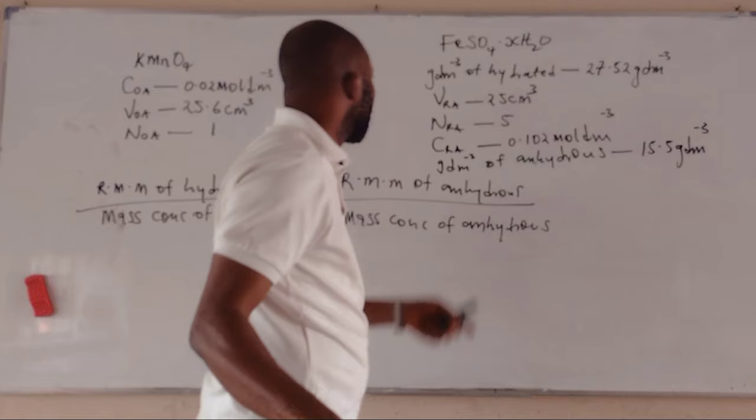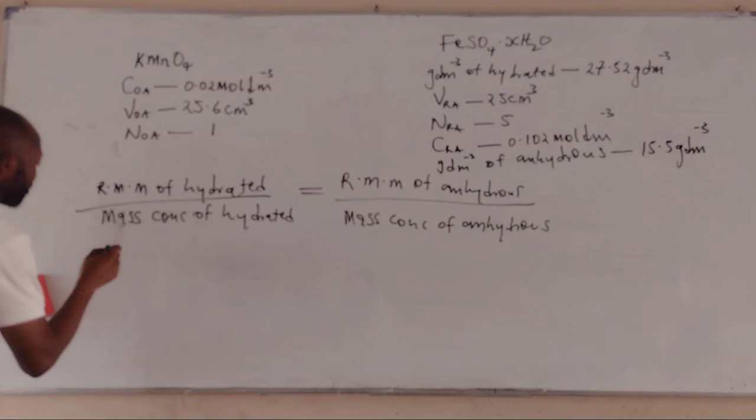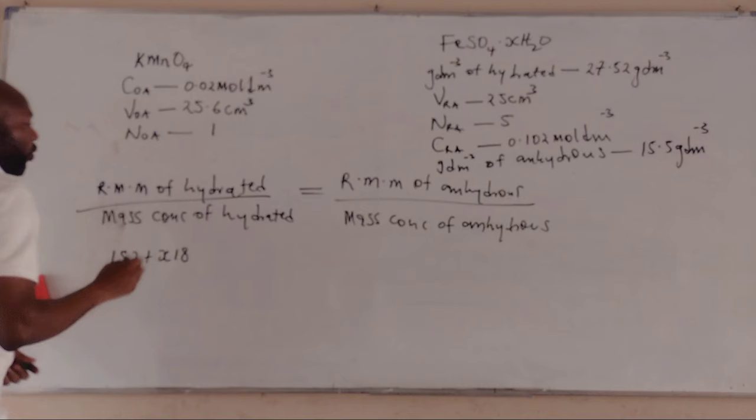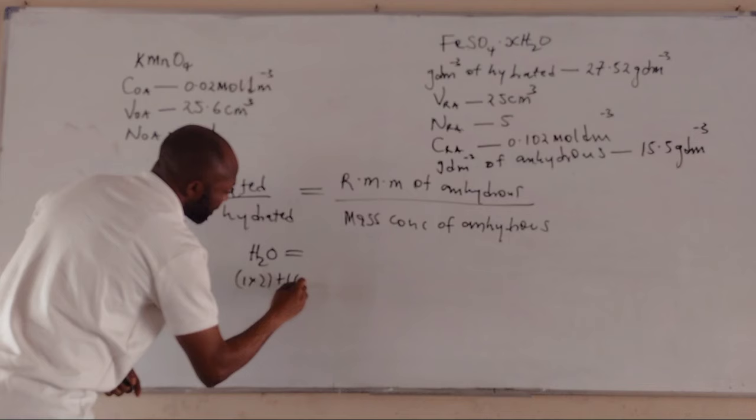64 plus 32 plus 56 is 152. Okay, that's the relative molecular mass of the anhydrous compound. So the relative molecular mass of the hydrated compound is 152 plus x times 18. Why is it 18? H2O has a relative molecular mass of 1 times 2 plus 16, that is 18. So that is it there.